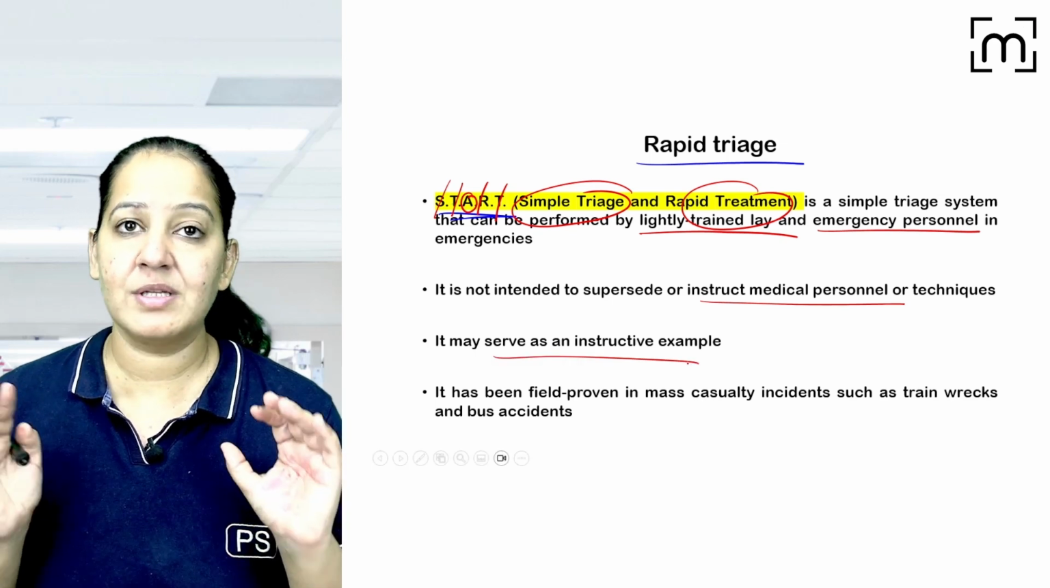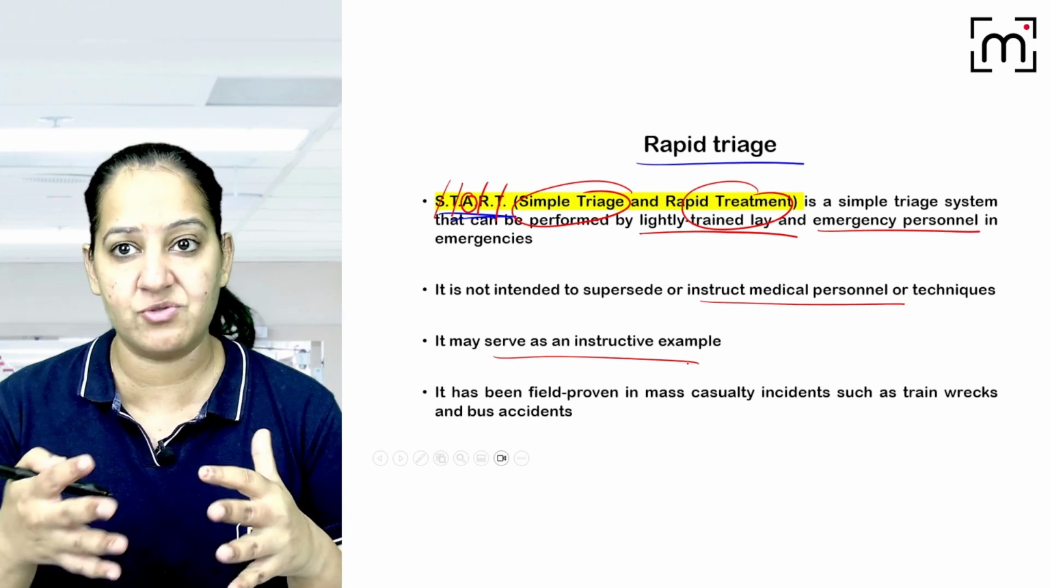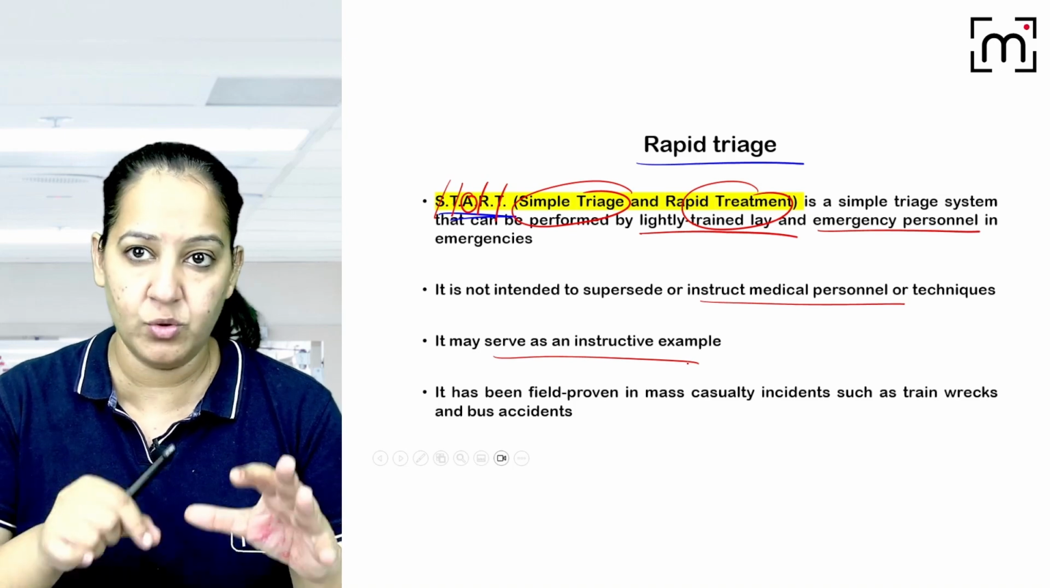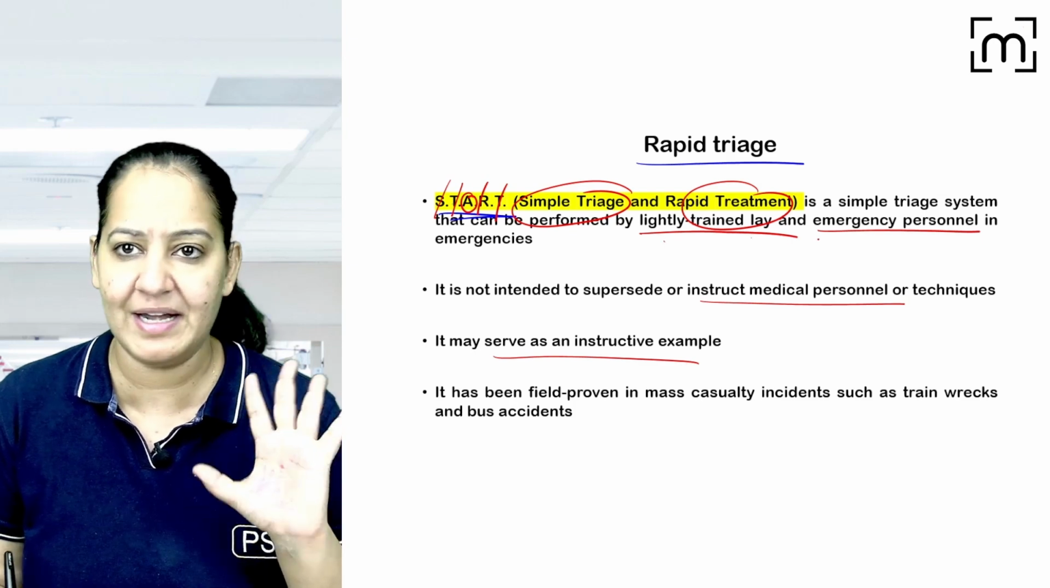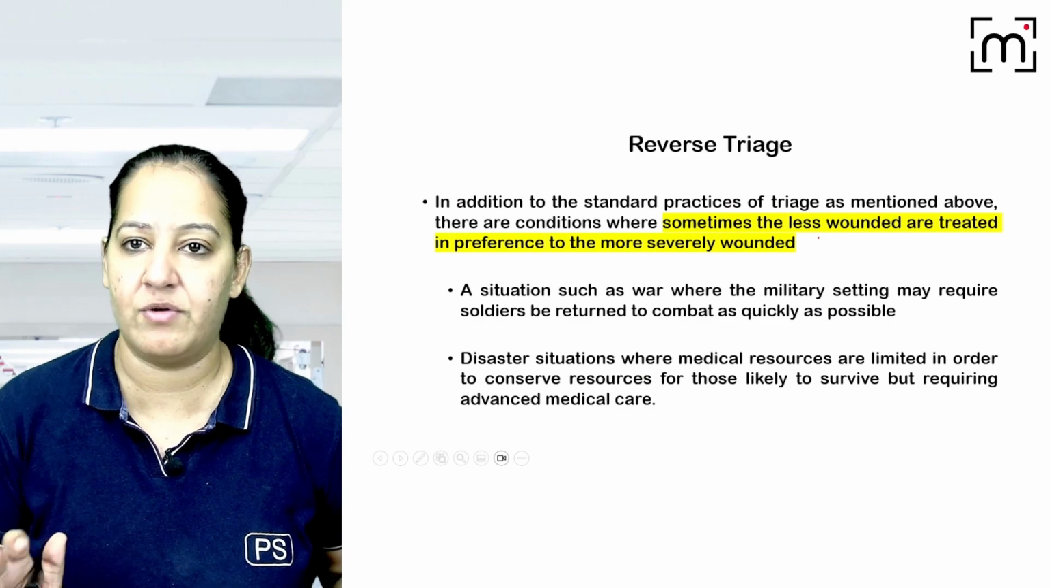So someone is present on the site of the disaster, and you, being medical personnel, from a distance on the telephone, are instructing them: do this on the injured person, do this. So even a lightly trained layman can do so, and by doing so we can save lives. So this is rapid triage.